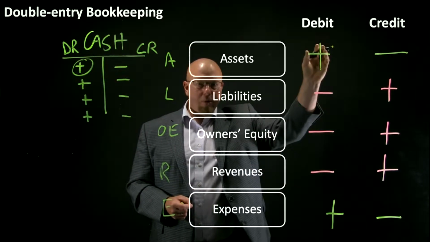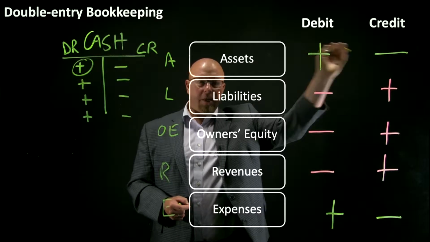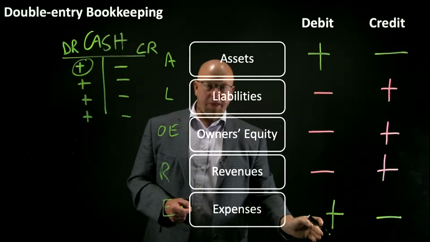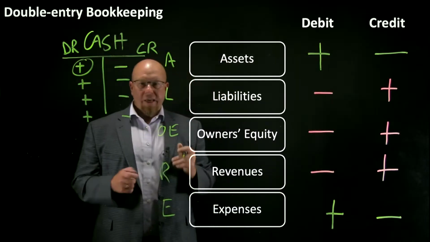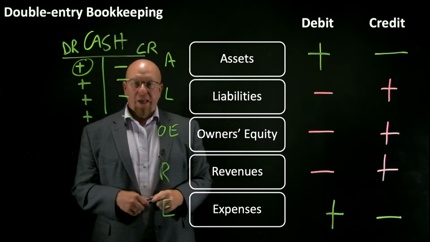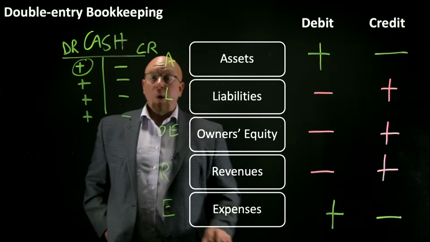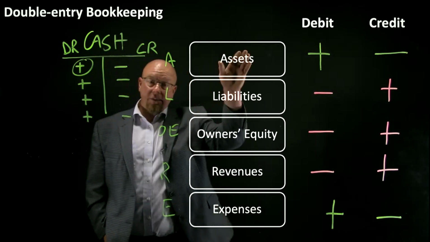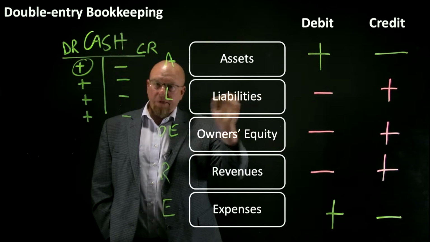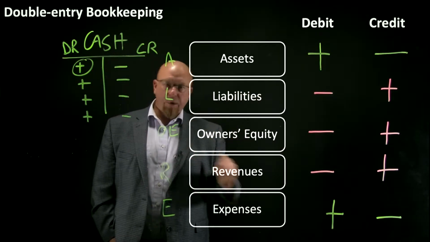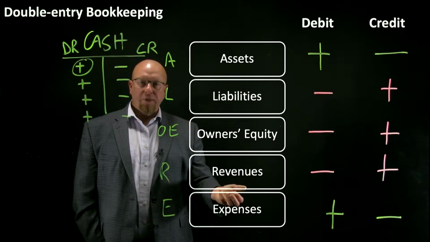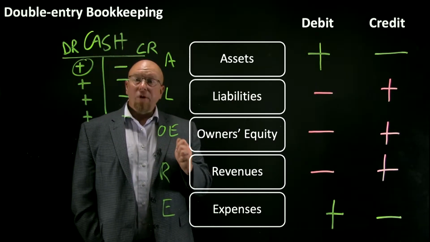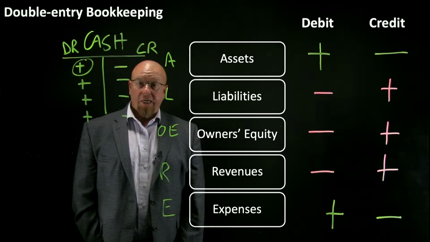Just remember, memorize that assets go up with a debit, down with a credit. Expenses behave the same way as assets. The other three accounts behave exactly the opposite. Now, you're still going to have to spend some time learning what types of accounts go into assets, what types of accounts are liabilities, what are owner's equity, revenues, and expenses. But at least you'll have the mechanics of the bookkeeping with a firm grasp so you can record those transactions.